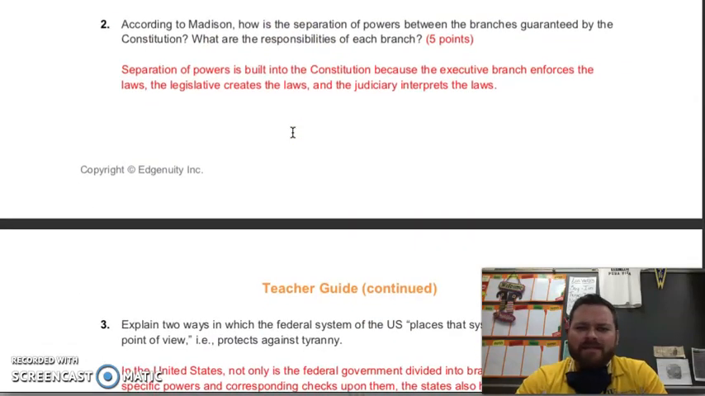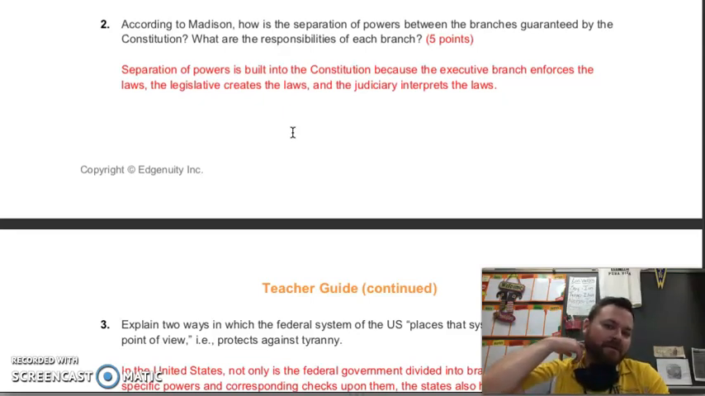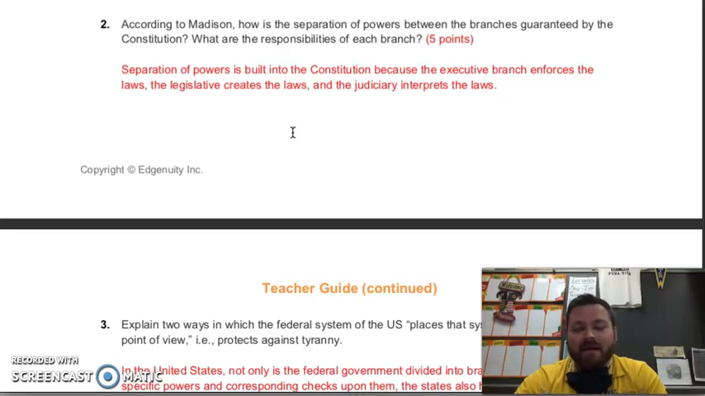Number two, according to Madison, how is the separation of powers between the branches guaranteed by the Constitution, and what are the responsibilities of each branch? So the separation of powers is the Constitution. It's literally the physical structure of it. Article 1, 2, and 3 is a separation of powers. There are lots of checks and balances. I'm actually going to put together a second video that goes through all, or not all, but the major checks and balances between all the branches.